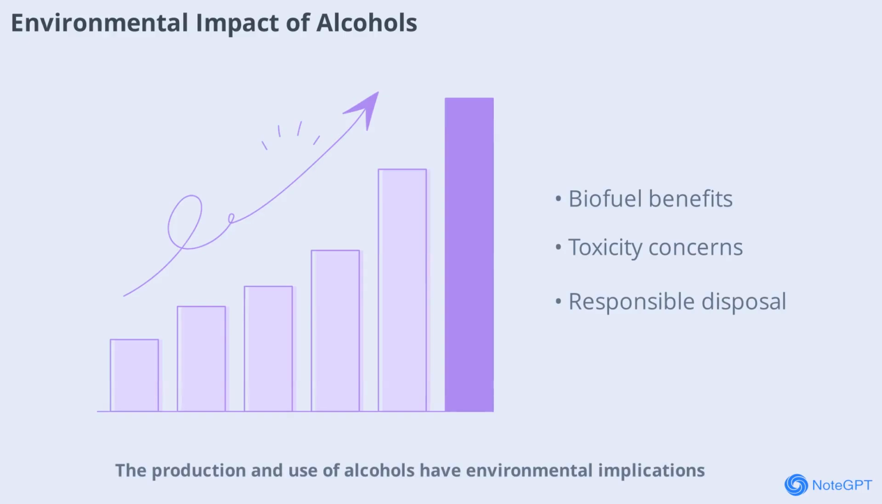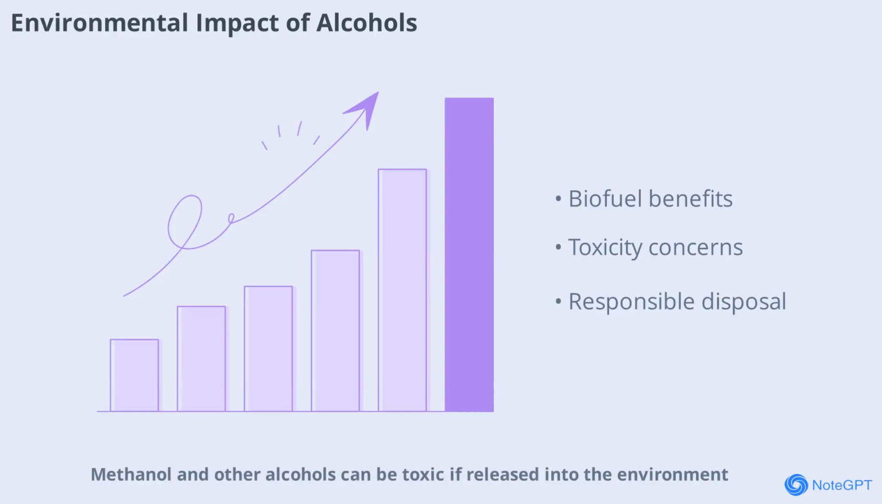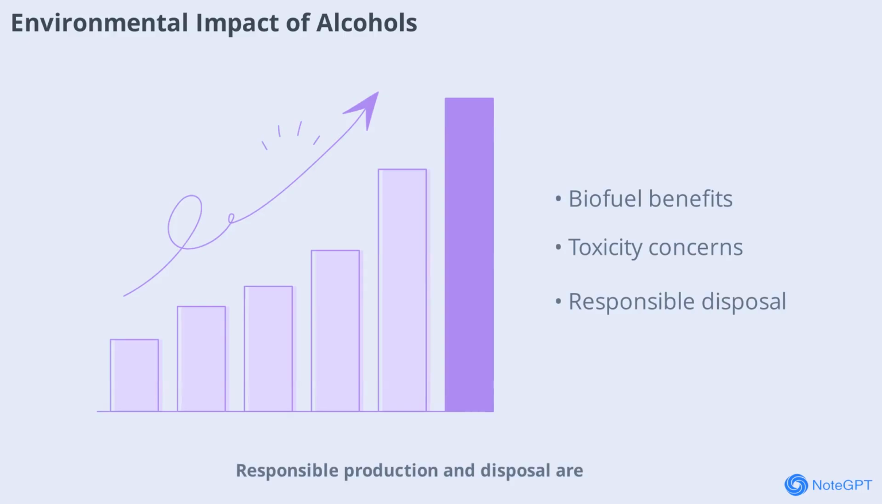Production and use of alcohols have environmental implications. Ethanol as a biofuel can reduce greenhouse gas emissions, but large-scale production may impact food supply and land use. Methanol and other alcohols can be toxic if released into the environment. Responsible production and disposal are essential for minimizing negative impacts.